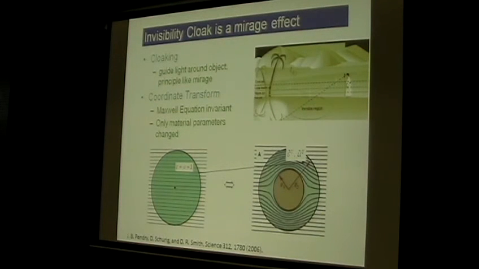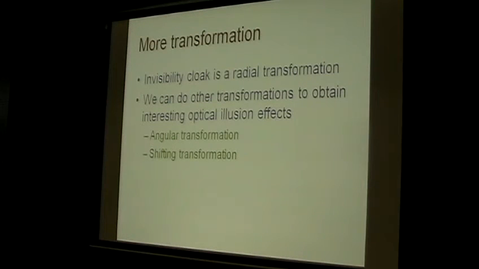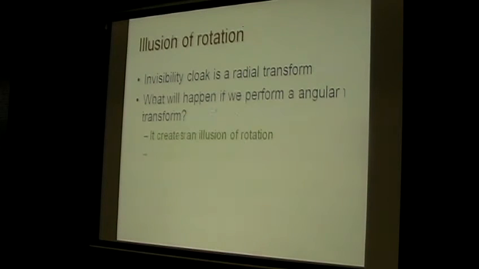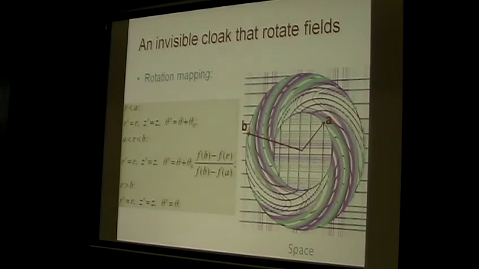The first thing I want to tell you is that this so-called push-out mapping, the radial transform, can create an illusion so that the domain becomes invisible. Then I asked myself, what if you have not a radial transform, but an angular transform? What will it do for you? It turns out that you will create an illusion of a rotation. The mapping is formally the same as the radial mapping, but instead of applying it on the radial coordinates, I keep the radial unchanged and apply the mapping on the angular coordinates.